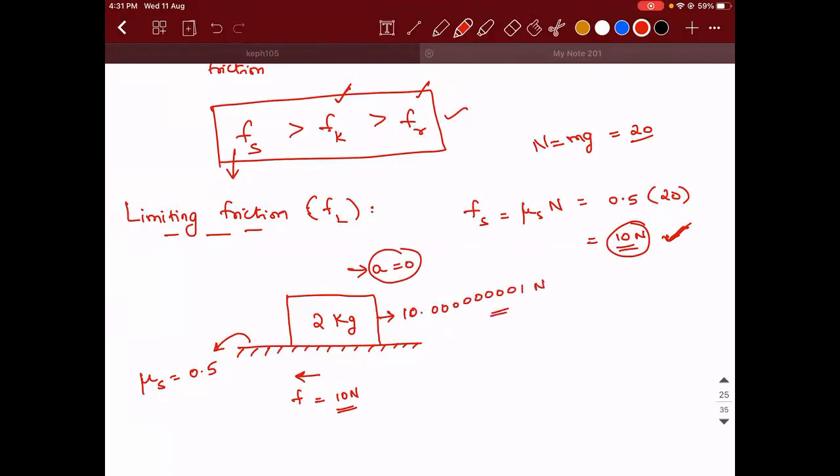Whereas if I apply a force of 10 point something, even this much amount of force is going to come into picture. The maximum frictional force that the surface is able to offer is only 10 Newton. It can't go beyond this value because its maximum value is exhausted. It will give up. All right. So what is happening? Before the object starts moving under static conditions, depending on the value of the external force you applied, the static friction adjusted itself.